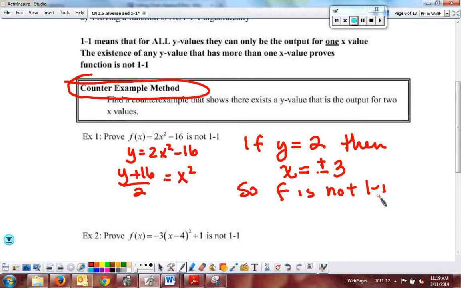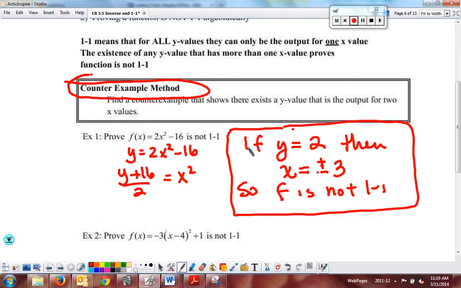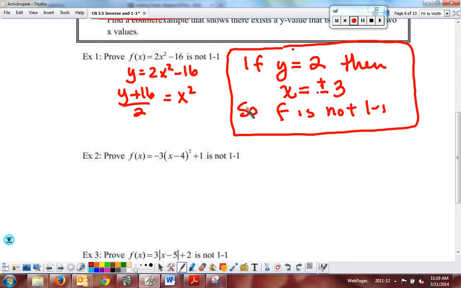All you have to do is tell me a y value that has 2 or more x values. We're done. We walk away. Yep, we've disproved it. All you need is this. Tell me a y value and its corresponding x values that throw me out from being 1 to 1. Can you use the therefore? Yeah, you can go therefore instead of so.